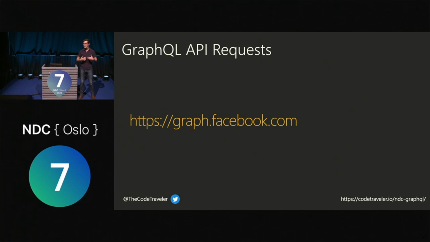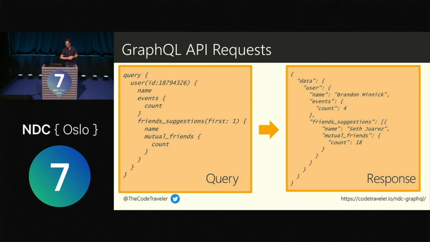Well, the way GraphQL works is, when we make that request to the GraphQL API, we specify exactly what we want. So take a look at this example query and response. On the left, I tell the Facebook API exactly what I want. So I say that I want to get information about a user, so I pass in that user's ID. And then I say I want to know that user's name and the upcoming events count.